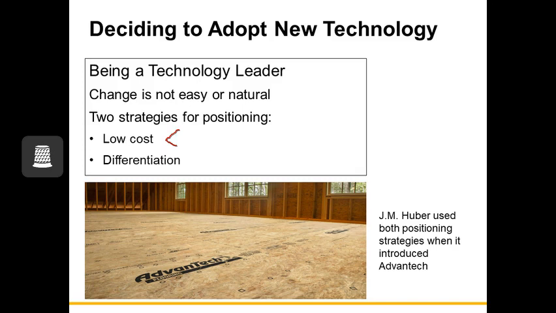Now, over time, as people recognized the value of Advantech, they focused on differentiation. They were actually able to raise the price of Advantech so that it was more expensive than plywood. So they didn't stick with the differentiation strategy and a low cost strategy forever because that would have been really tough to do. But in the beginning, when they were trying to get their technology to be adopted, they did use both positioning strategies.